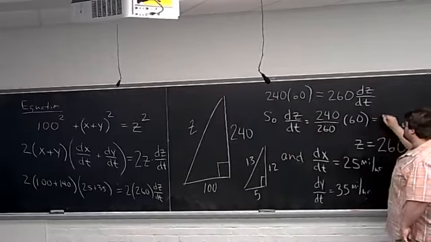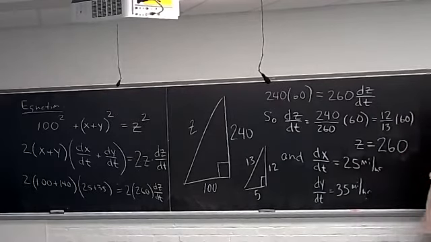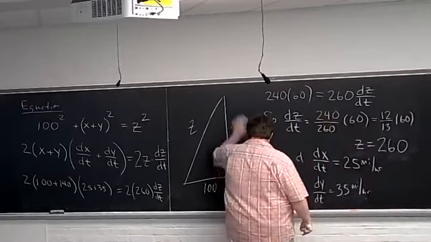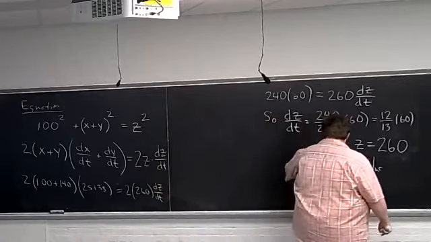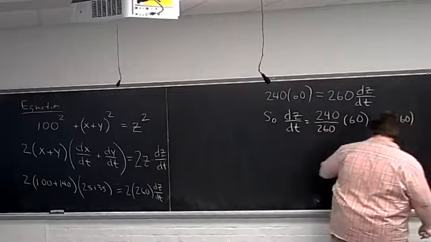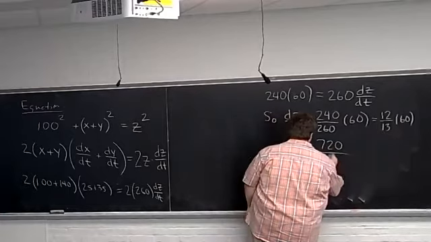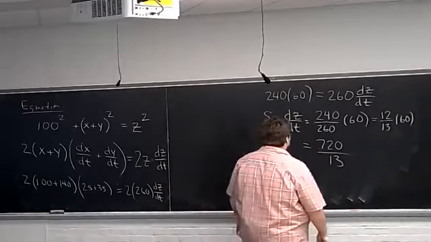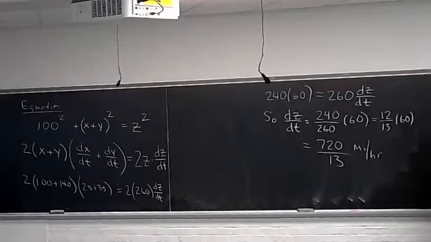240 divided by 260 is 12/13 because the 20s cancel. 12 times 6 is 72, and the 13 doesn't cancel. And what are our units? Probably miles per hour. Yes, miles per hour.